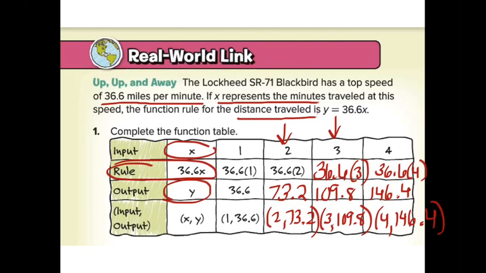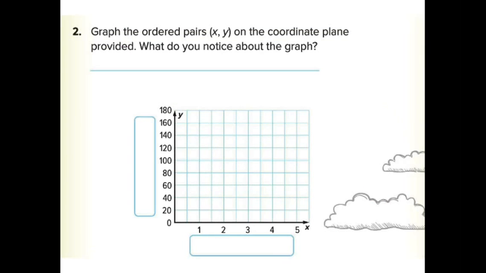Because in our next section, it says graph the ordered pairs x, y on the coordinate plane provided. What do you notice about the graph? So if we take a look at our x and y axis, we need to label them. Whenever you have a real life situation, you want to label the x and y axis so the people looking at the graph can determine what's happening.